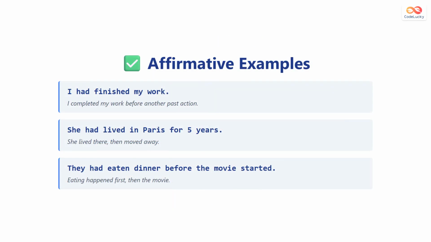Here are three examples of affirmative past perfect sentences. I had finished my work. This means I completed my work before another action in the past. She had lived in Paris for 5 years. This shows she lived there and then moved away. They had eaten dinner before the movie started. This tells us eating happened first, then the movie began.